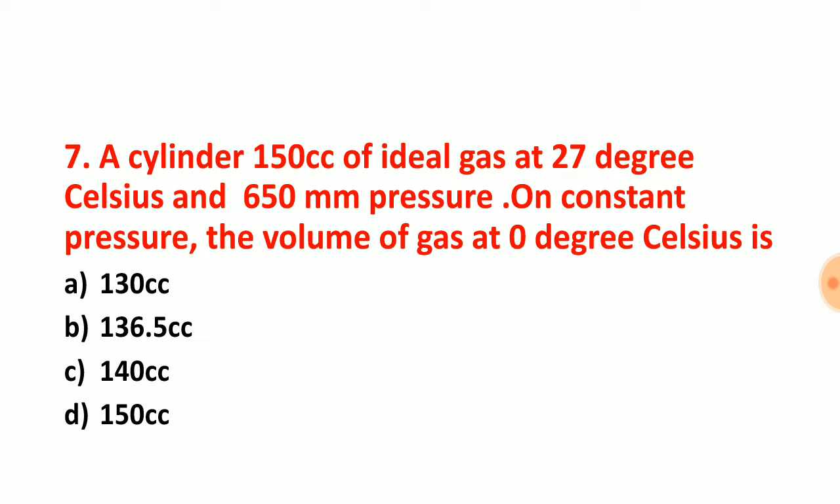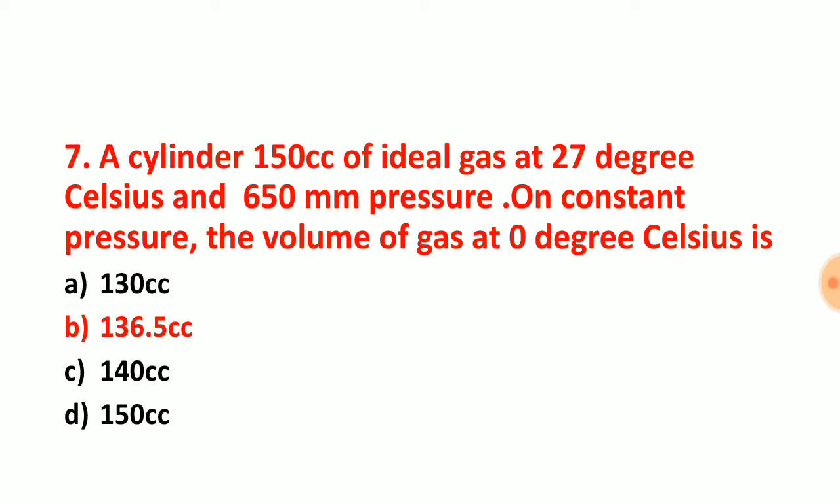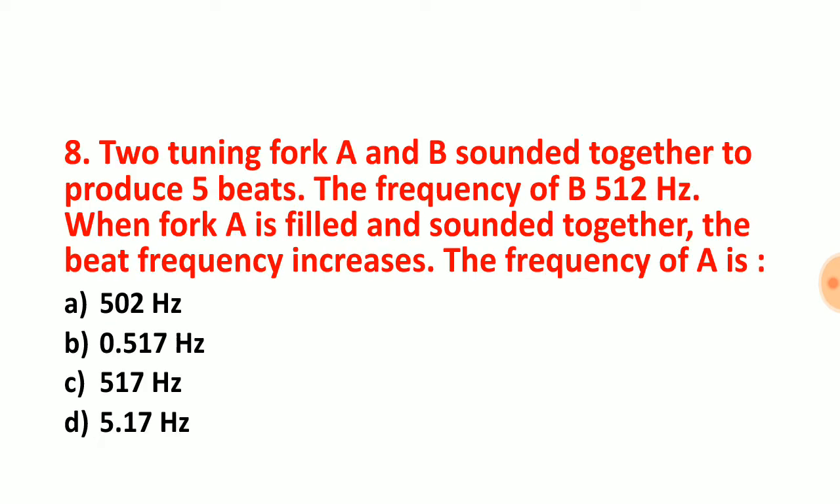In this case when pressure is constant, our formula will be V1 by T1 is equal to V2 by T2, which is Charles law. From this our answer for V2 will be, here we need to convert T1 and T2 in Kelvin. We can do this by adding 273. So on solving this we will get 136.5 cc, which is in option choice B. Now let us see question number 8.